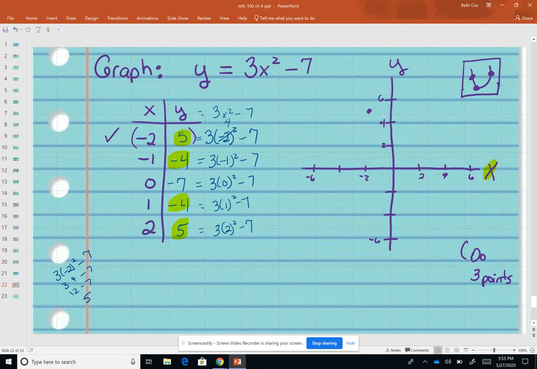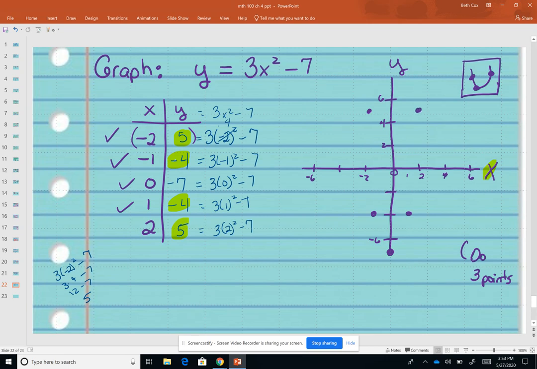Right? And so I'll do 0, -7. So 0's here, and then -7 is way down here. So I did that one. And I'll do 1, -4. So 1's here, and then -4 here. Now, that doesn't look like much, but that's all you actually have to put in the computer. I'm going to fill in those other points. -1, -4 is here. Did that one. And then +2, +5 is here.